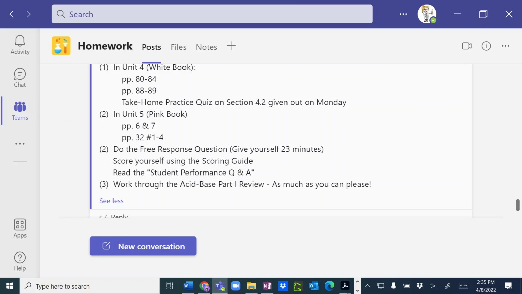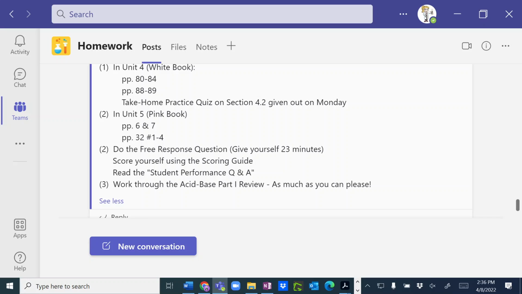Do the free response question that I gave you. Give yourself 23 minutes. Just get done as much as you can. And then you're going to set that aside. If you want to write anything after that 23 minutes, you can do it on a separate sheet of paper, to see if you know it but just couldn't get it out in time.